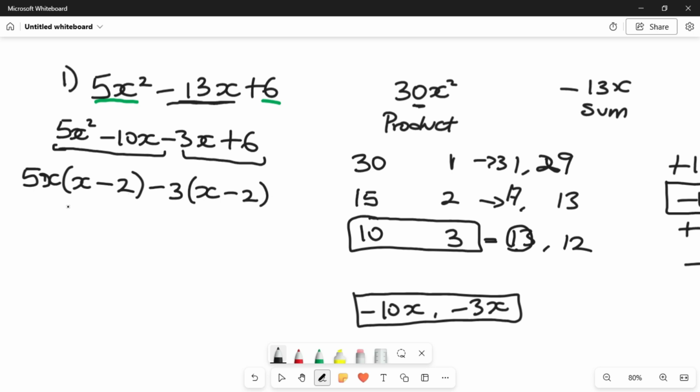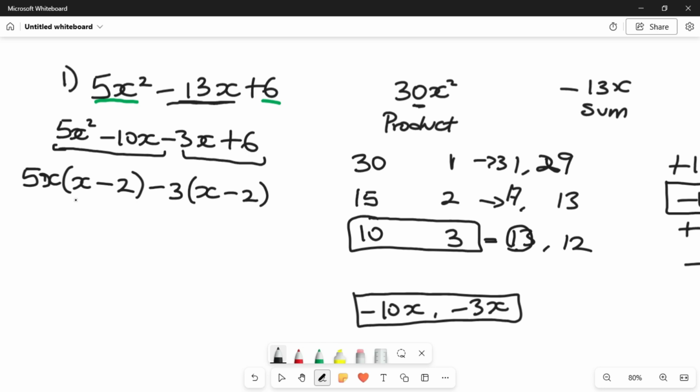At this point, it is always important to check. So what do I mean? Say 5x times x, we are still going to have 5x squared. Then 5x times minus 2 will give us minus 10x. So this is correct. Then also minus 3 times x will give us minus 3x. Then minus 3 times minus 2 will give us 6.